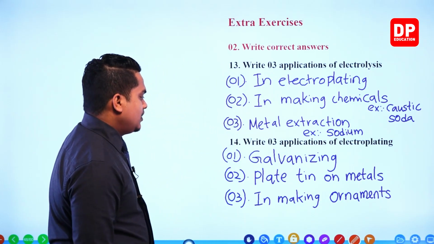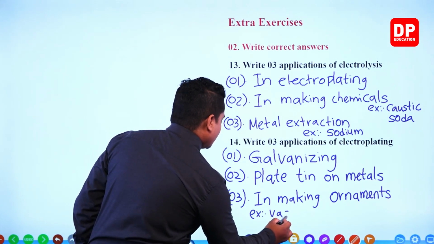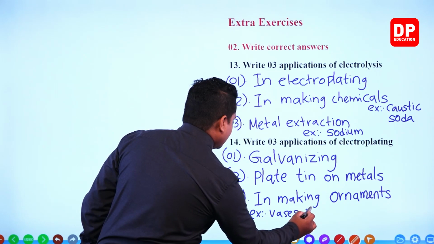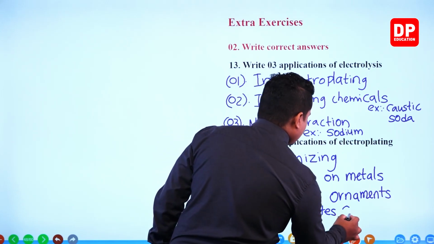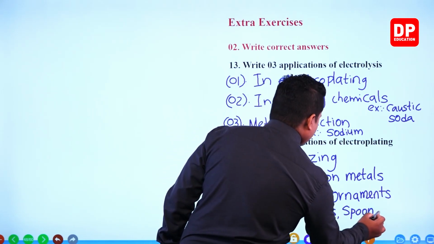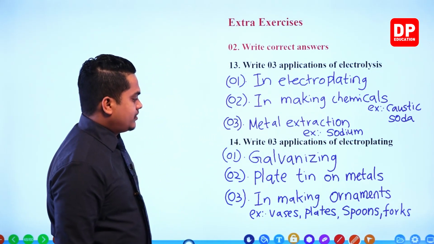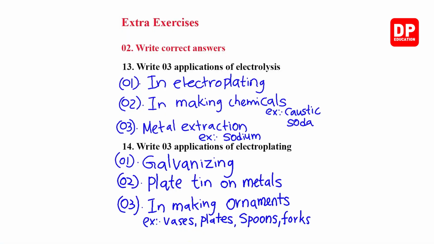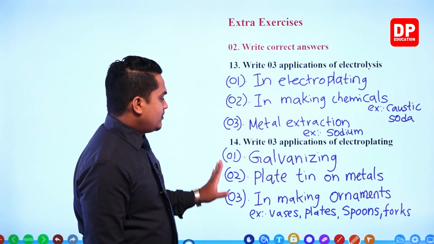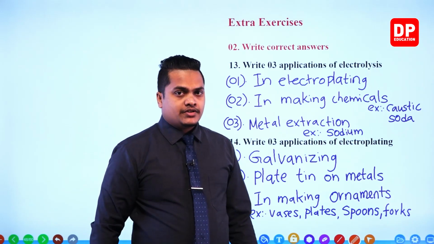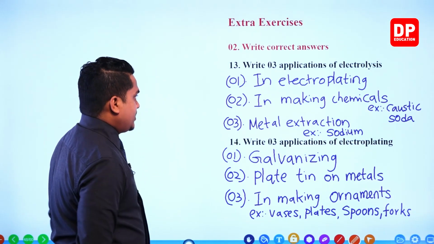Right? In making ornaments like vases, plates, then spoons, forks, and so on. So in making ornaments like vases, plates, spoons and forks, and also when plating tin on metals, and also in galvanizing, we use the application or the knowledge of electroplating. Right, my dear children. Then the next one.